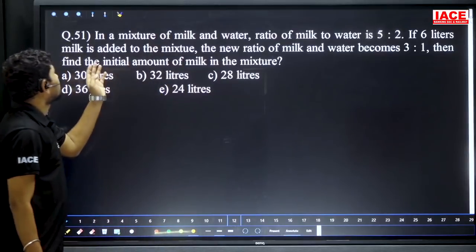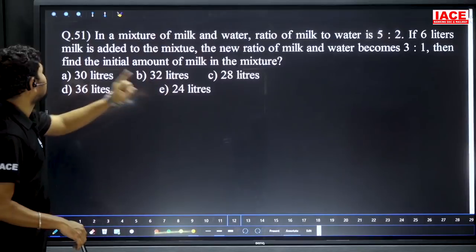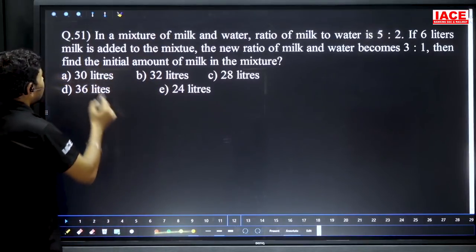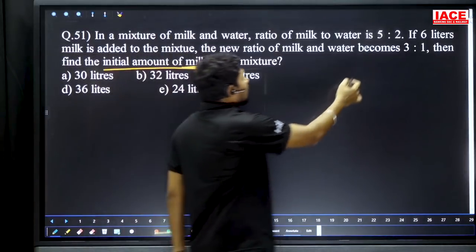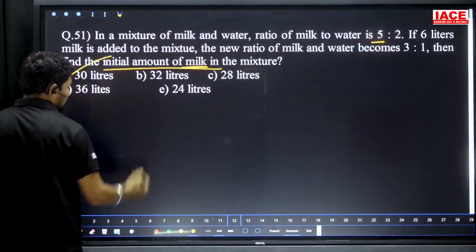Next we have miscellaneous again. In a mixture of milk and water, ratio of milk to water is 5:2. If 6 liters milk is added to the mixture, the new ratio of milk and water becomes 3:1. Then find the initial amount of milk we required. Initial amount of milk contains how many parts? 5 parts. Which number is completely divisible by 5? Only one option, option A.